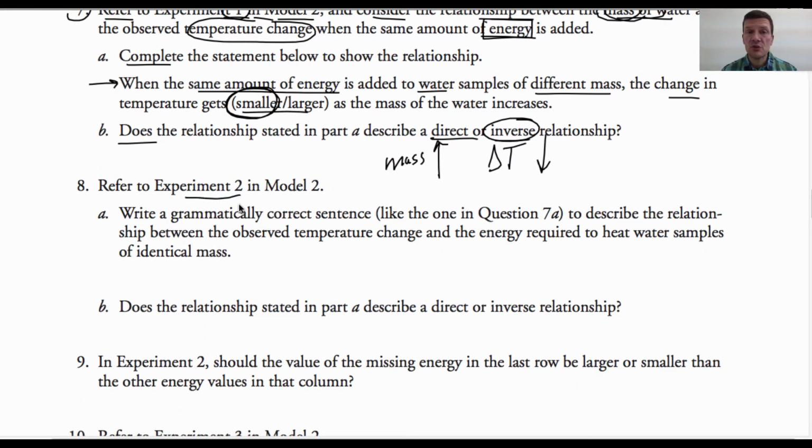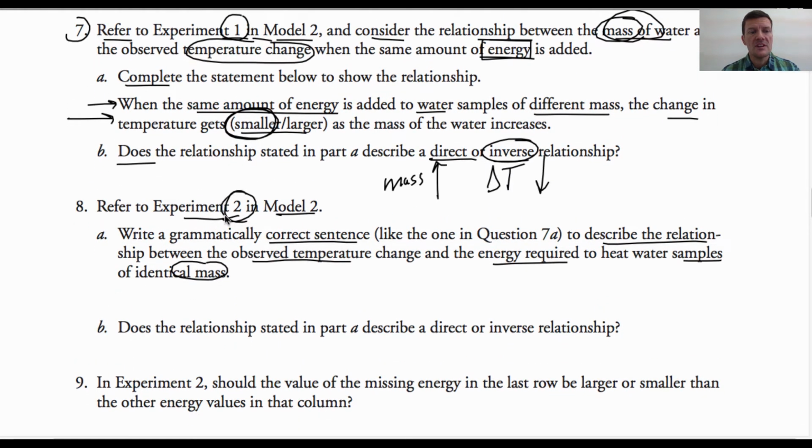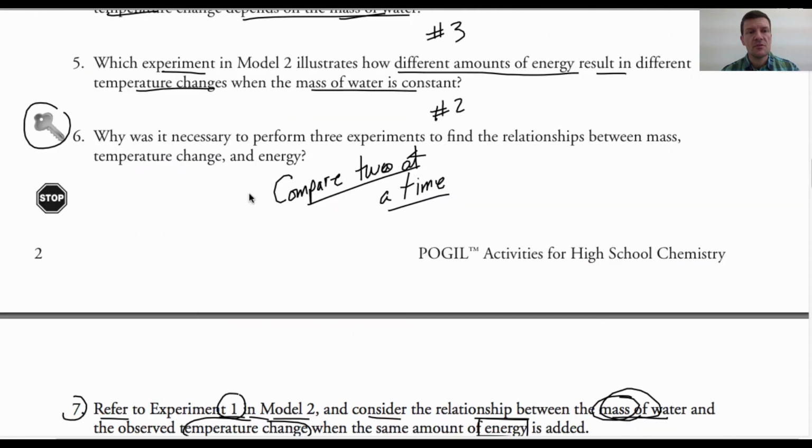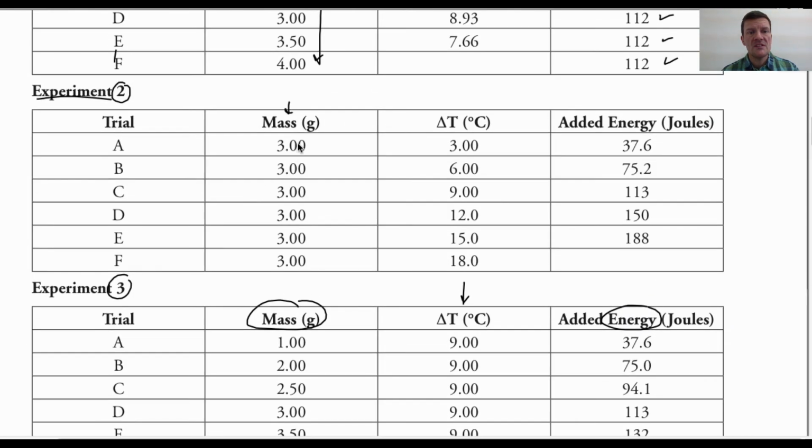Refer to experiment number 2 in the same model. Write a sentence that is going to describe the relationship between the observed temperature change and the energy required for samples that have the identical mass. So this time we're looking at experiment number 2, and we're going to look at what kind of relationship we have here, looking back at our sample in 7a. But this time we're looking at experiment number 2. Let's go up to experiment number 2, and we're trying to see our mass now is constant.